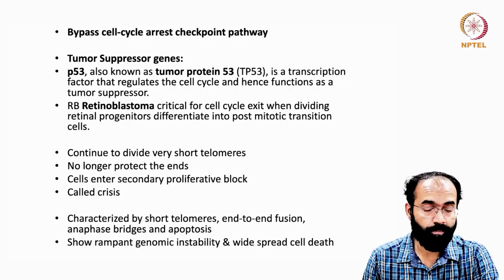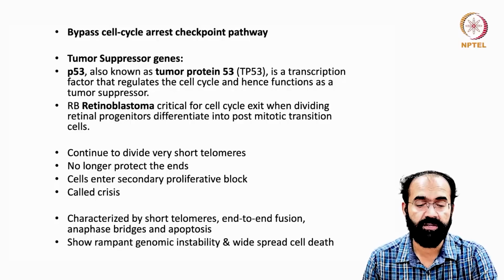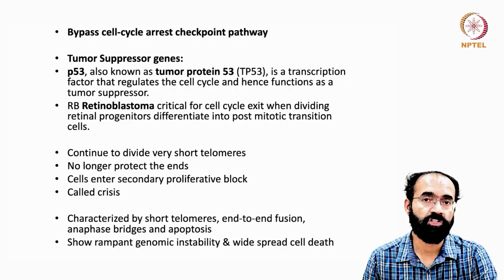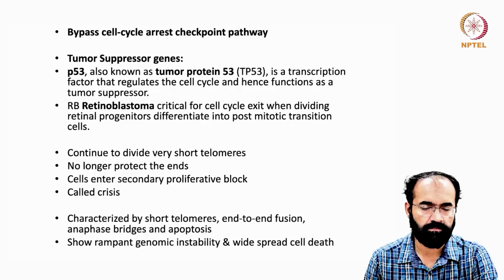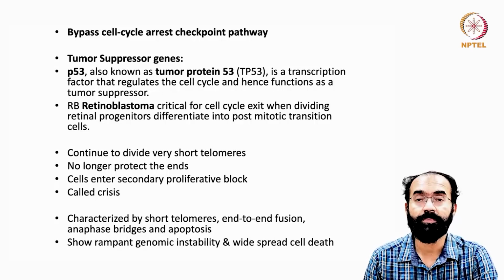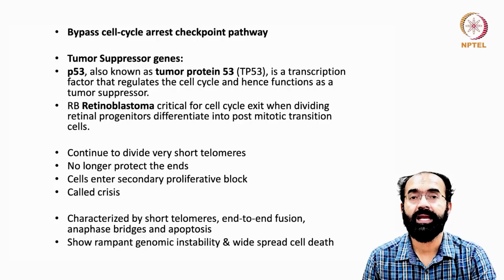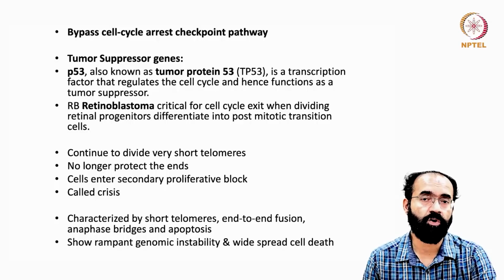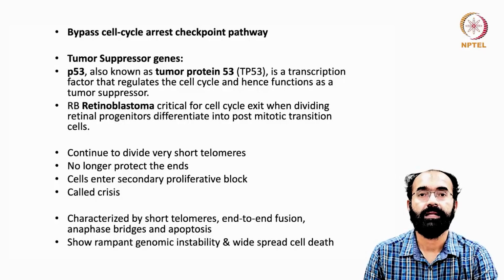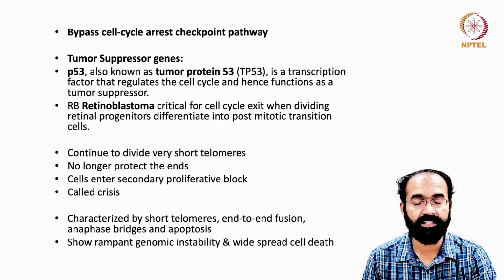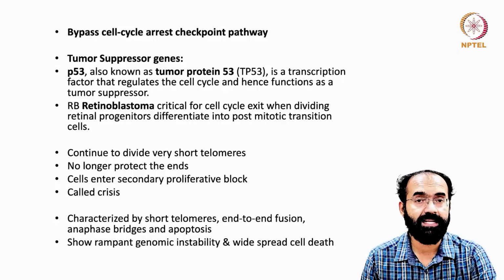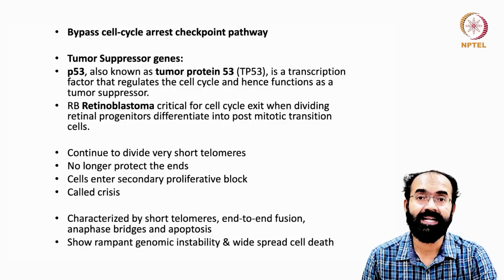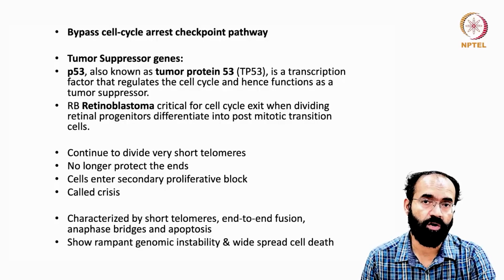So in the normal situation, they continue to divide at the cost of telomeres. Telomeres become shorter and shorter. Once the telomere length becomes shorter, the ends, the tips of the chromosome, are less protected. They are protected, but their efficiency is coming down. Cells now enter a secondary proliferative block.